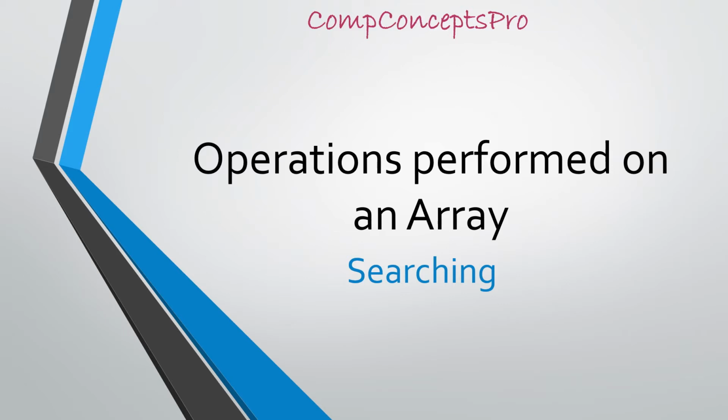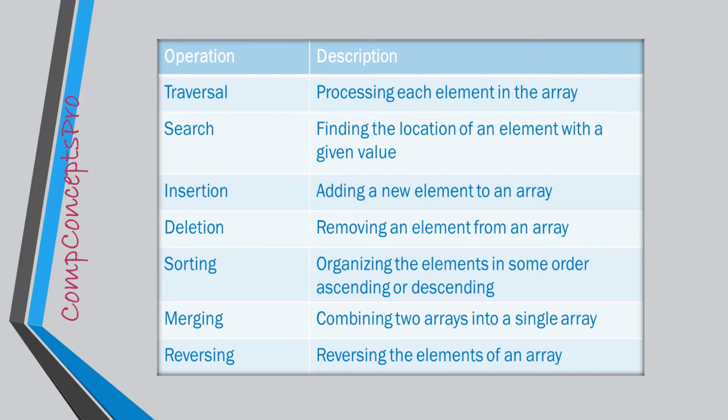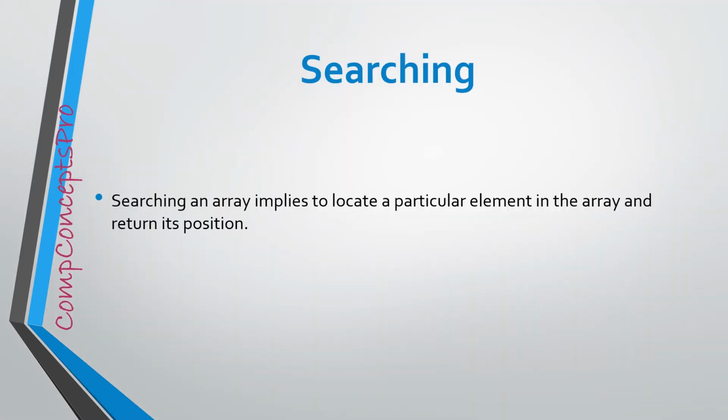Today we will see another operation that can be performed on an array, which is searching. In my last video we had already discussed the traversal operation, and today we will discuss the search operation, which is finding the location of an element with a given value. In simple terms, it implies locating a particular element in the array and telling us the position at which the element is present. That means it returns the index value or the subscript value at which we have found the particular element.